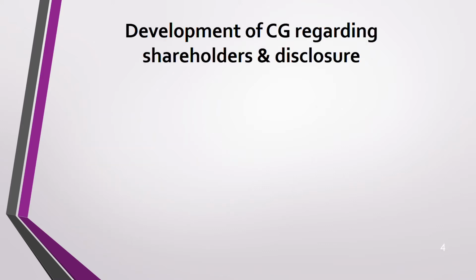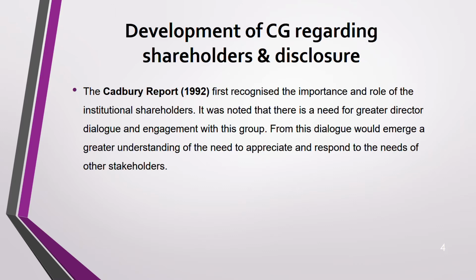So let us start with how corporate governance has developed, regarding two aspects: one is shareholder, the other one is disclosure. This started in 1992. There's a report called the Cadbury report, which came into effect from 1992.